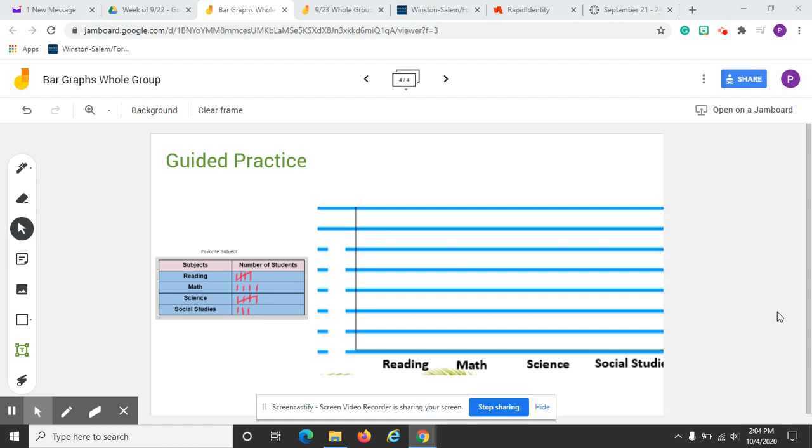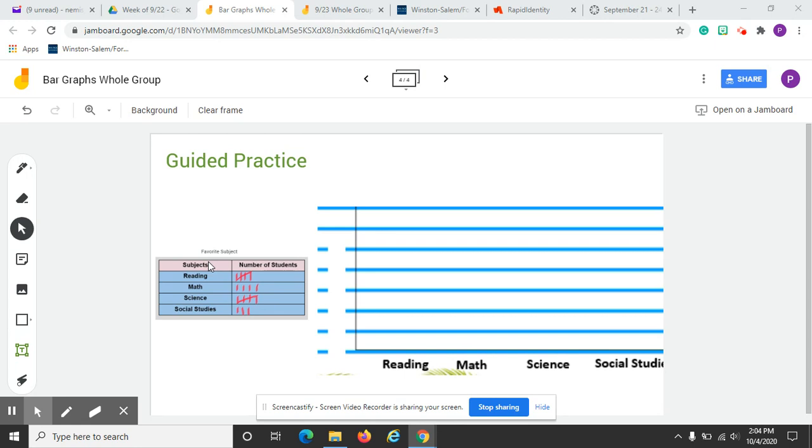Hello everyone! In our previous lesson, you learned how to create a pictograph using the frequency chart. Today, we will create a bar graph using the frequency chart. Using the same survey that we had, we are going to make a bar graph. Now, how do we start making a bar graph?